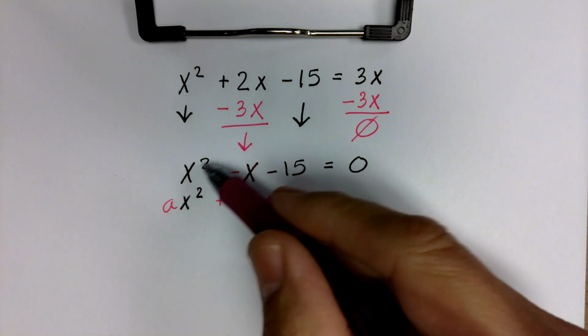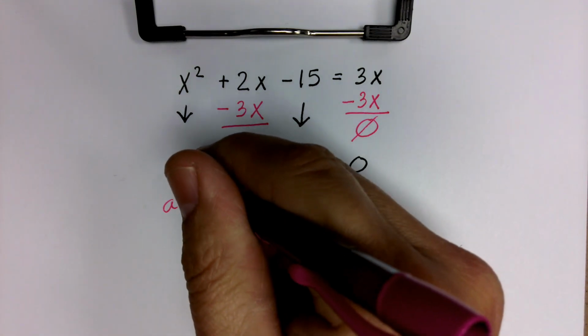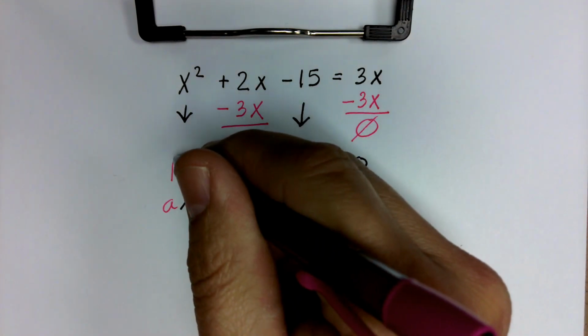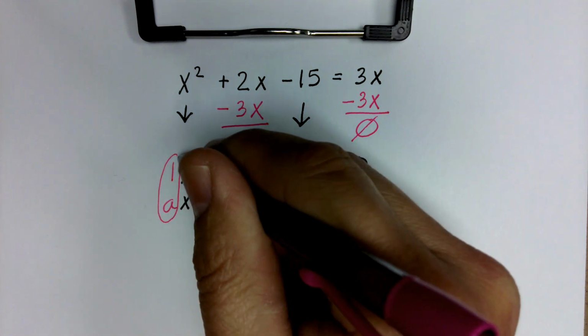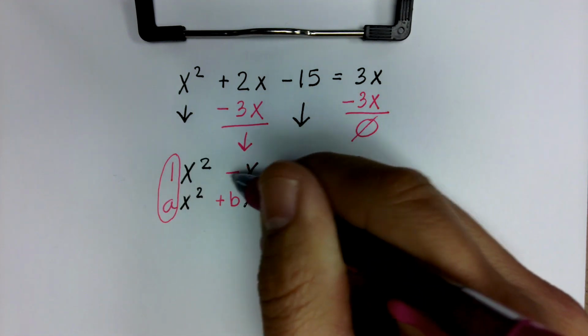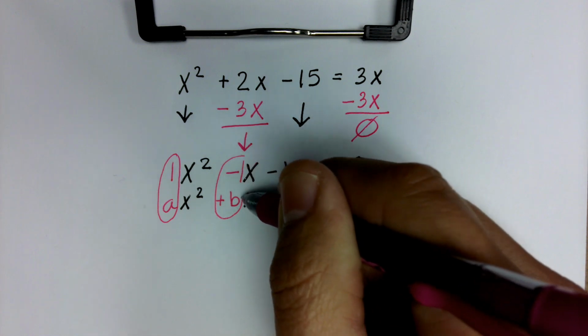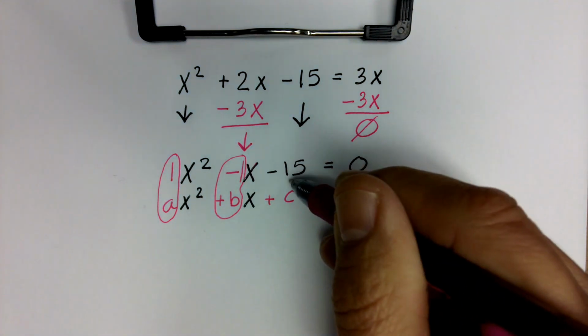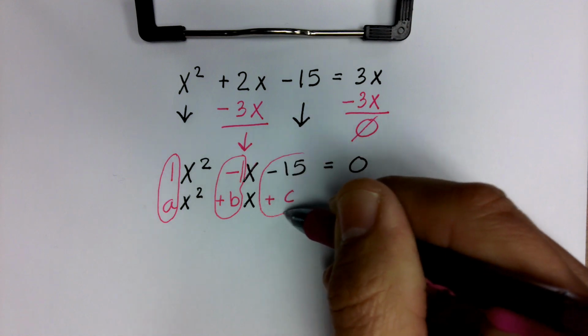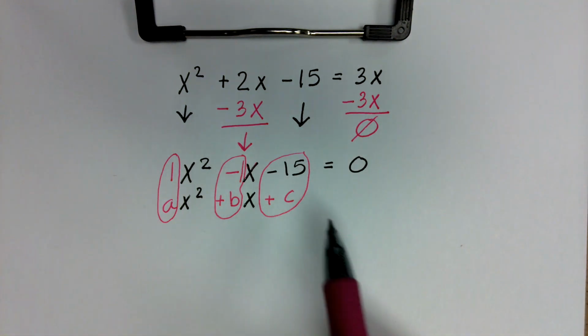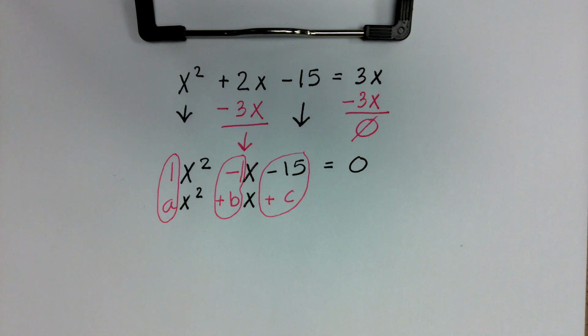Because x squared doesn't have a number in front, I know my coefficient for that one is 1. So therefore my a value is going to be 1. My b value, this is negative x, so there is an invisible 1 in front of it, is going to be negative 1. And my c value is negative 15. Notice I just circled them to make them easy to find for when we're using the quadratic formula.